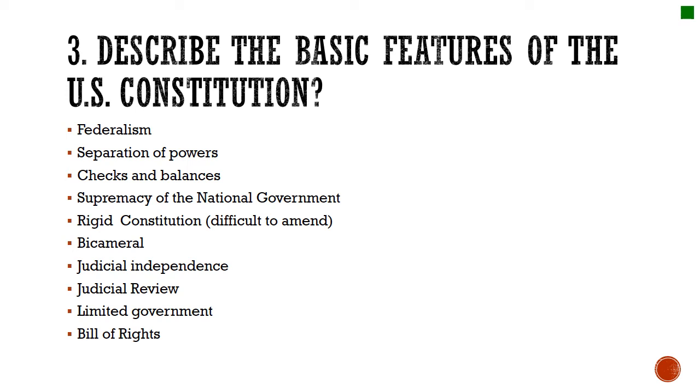So separation of powers means that each entity, the President, Congress, and Supreme Court, has a limited power, and then checks and balances mean that they need to operate together to pass things, that the president can't do it alone, or the Congress can't do it alone, or the Supreme Court can't do it alone. The next one is supremacy of the national government. What that means is if there's a conflict between the national government and the states, the national government decision or position becomes law. Rigid constitution, I mentioned that already.